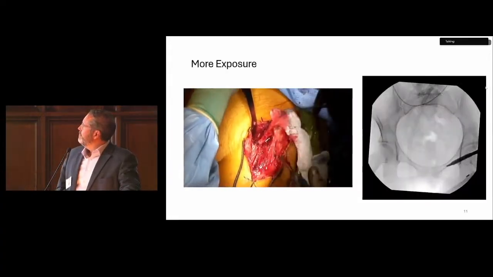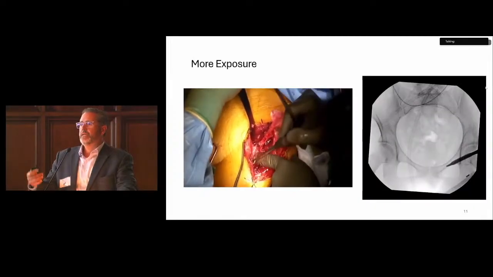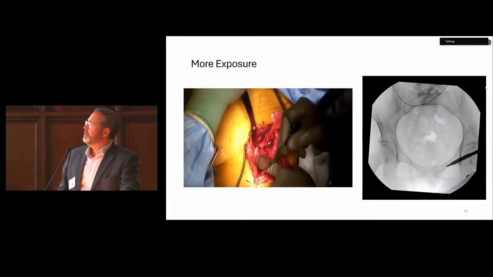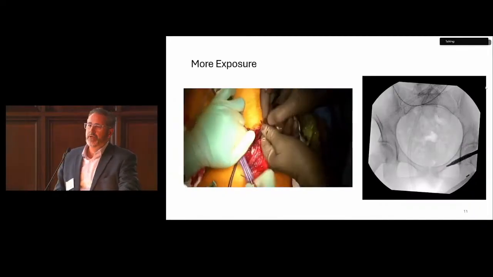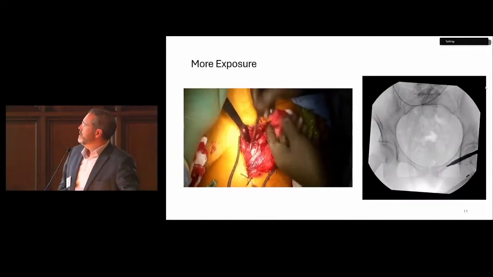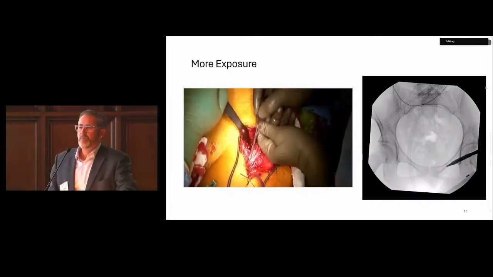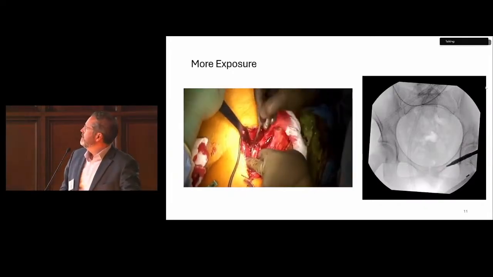Then kind of work on just mobilizing more anteriorly to get to the pubic ramus, as well as being able to access if you're going medial to the rectus, which I continue to do. Maybe I'll rethink lateral to the rectus.